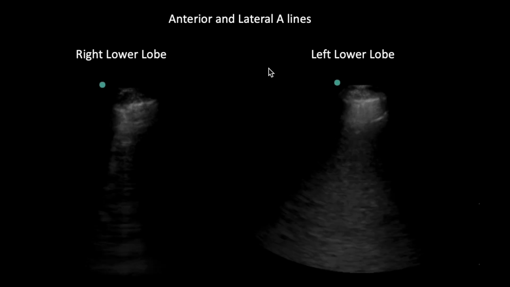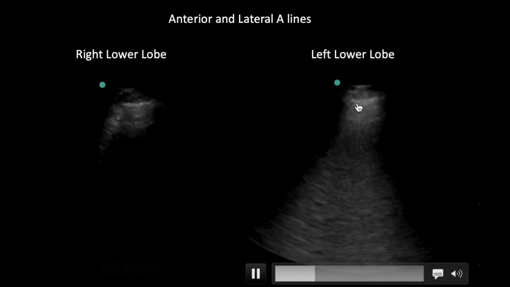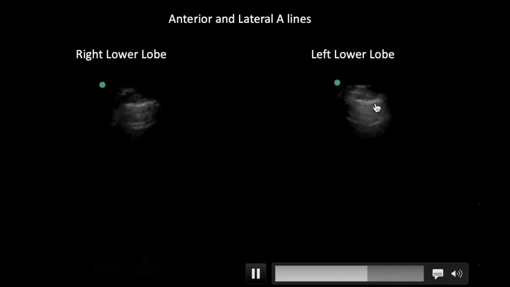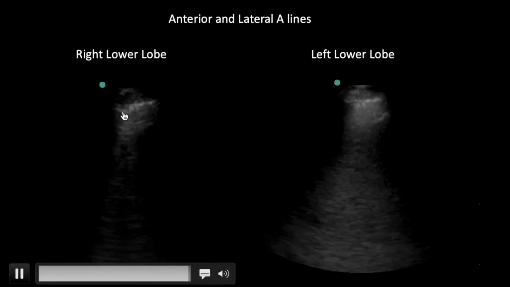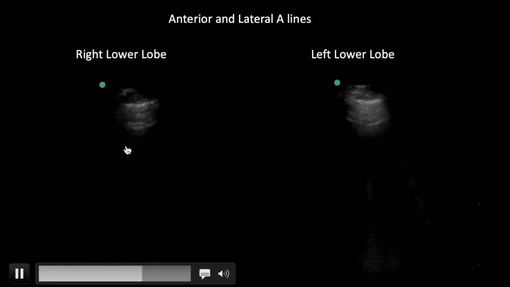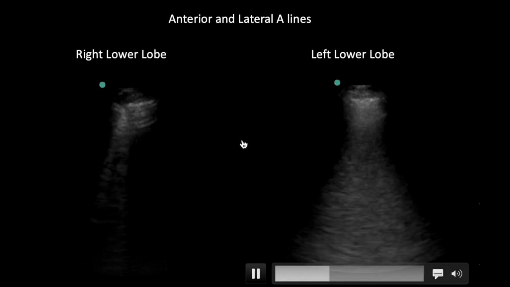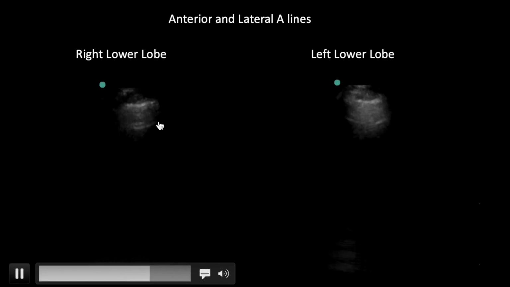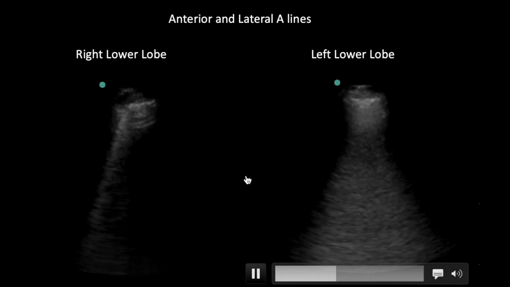And furthermore, you'll notice the left side has a nice linear pleural line. It's uninterrupted. But over here, there's a little bit of irregularity right here in the pleural line. And a B line arises from that irregularity. This irregular pleural line suggests this is not just fluid, but an inflammatory infiltrate, causing this irregular pleural line.